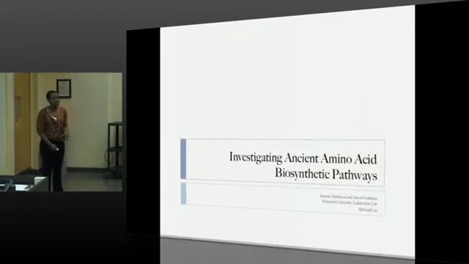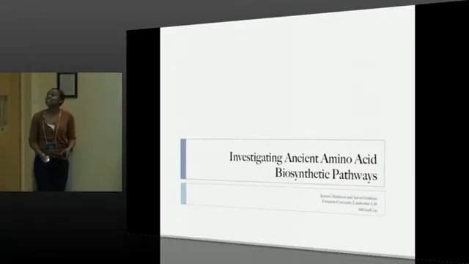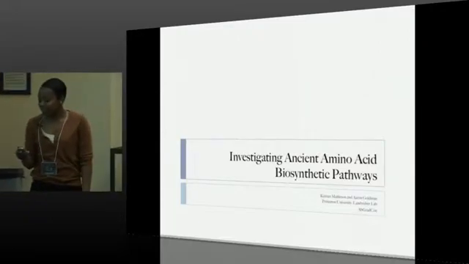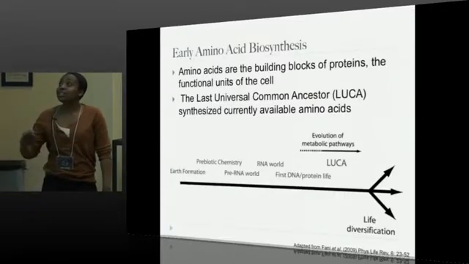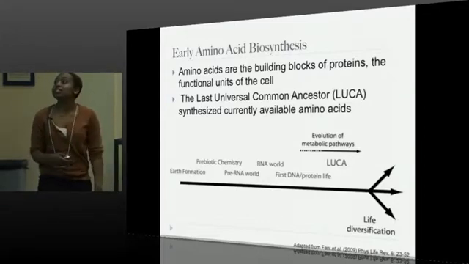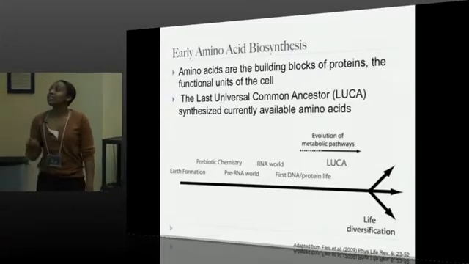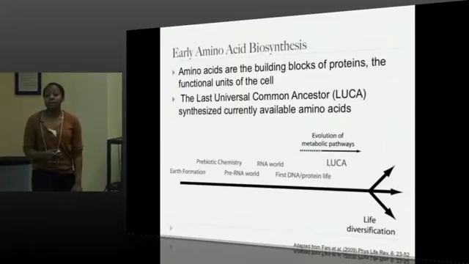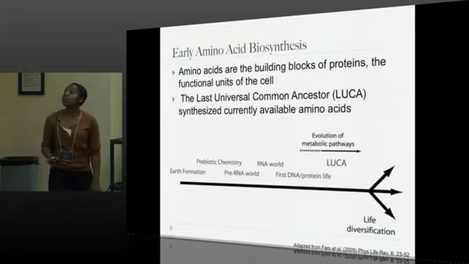And I guess I'm one of the people that you don't envy because I'm going to try to talk about amino acid biosynthetic pathways. Amino acids are critical in that they are the constituents of the proteins which carry out the functions in the cell. And it's thought that the last universal common ancestor, or the root of the tree of life, was able to produce all currently available amino acids.